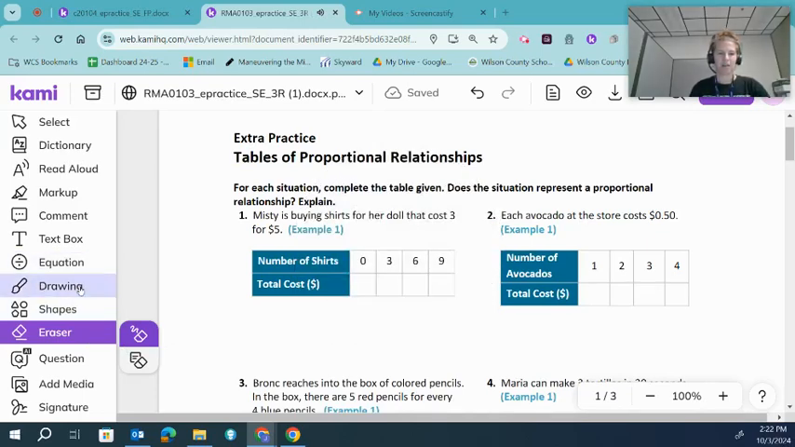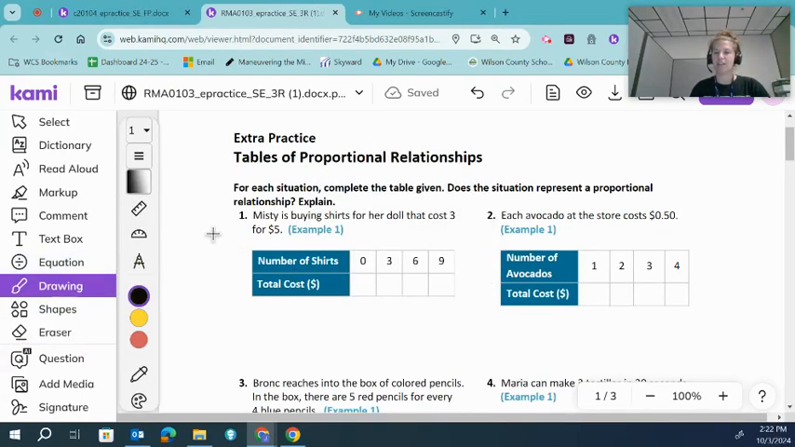Today we will be talking about unit rate and constant of proportionality in proportional relationships when we're looking at tables and graphs. Okay, so unit rate is a rate per one of something, and constant of proportionality is the same thing, specifically when we're talking about proportional relationships.